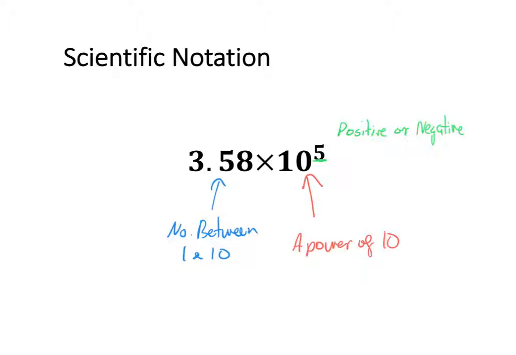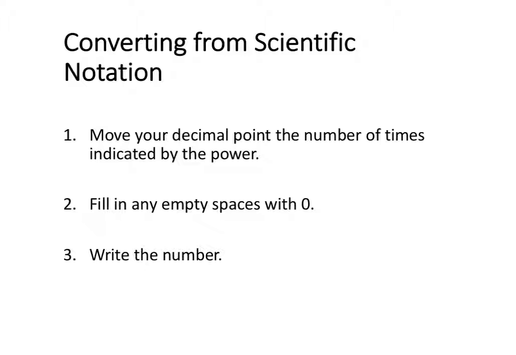So let's have a look at how we convert from scientific notation into an ordinary number. To convert from scientific notation, you want to move the decimal point the number of times indicated by the power as your first step. The second step is to fill in any empty spaces with the number 0. And then the last step is to write that new number. By following those 3 steps, you'll be able to convert from scientific notation to an ordinary number.